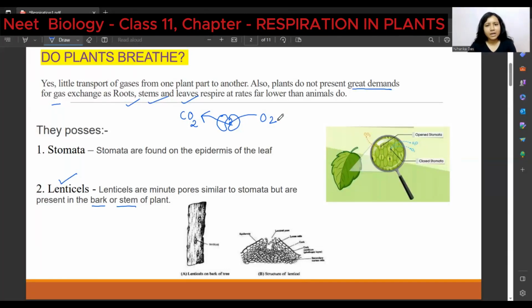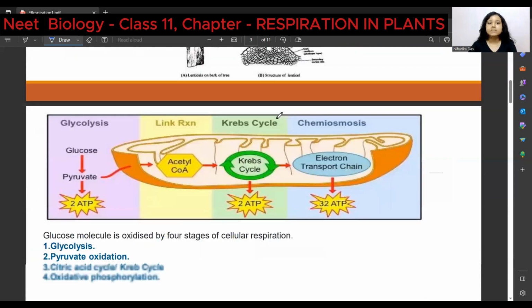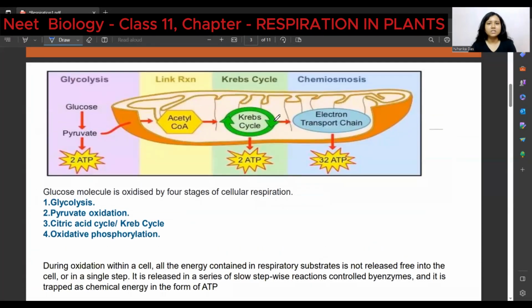Okay. So now that we are clear that yes, the respiration is taking place, we have seen one reaction. But do you all think that yes, it is only one reaction? No, class, it is not like that. We will see this oxidation that is taking place in presence of the oxygen, the glucose is breaking down. All the energy contained in the respiratory substrates is not released freely into the cell in only one reaction. There are a series of steps, and that is how we will see that the energy is trapped as a chemical energy in the form of ATP.